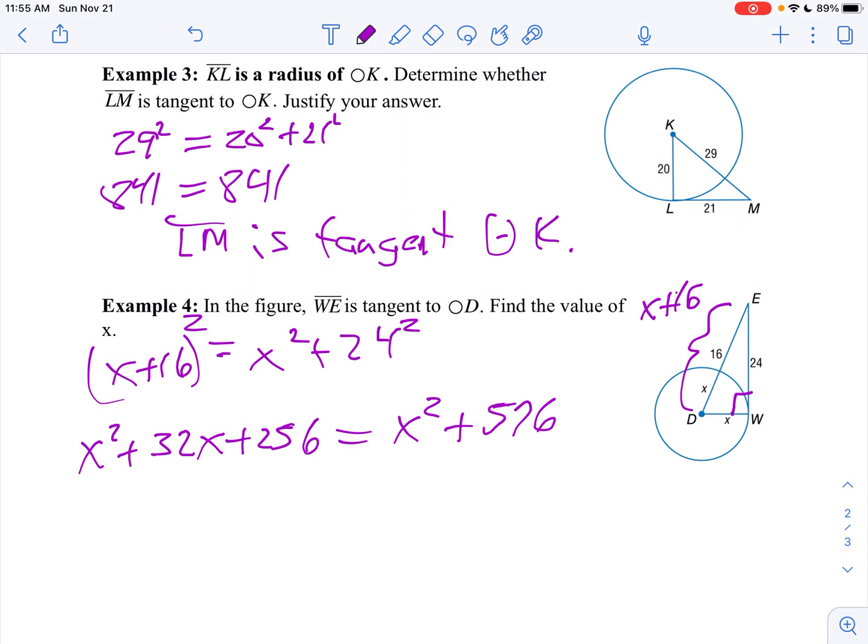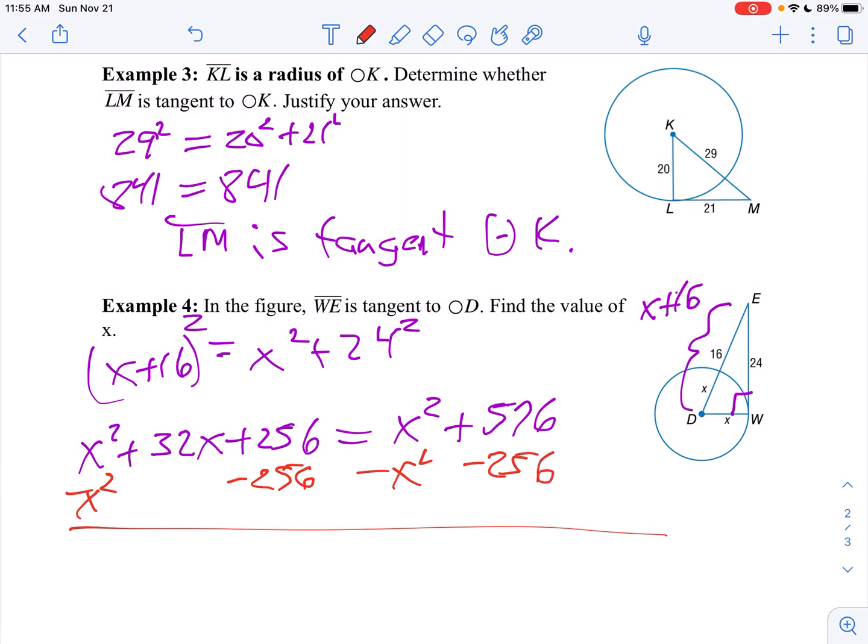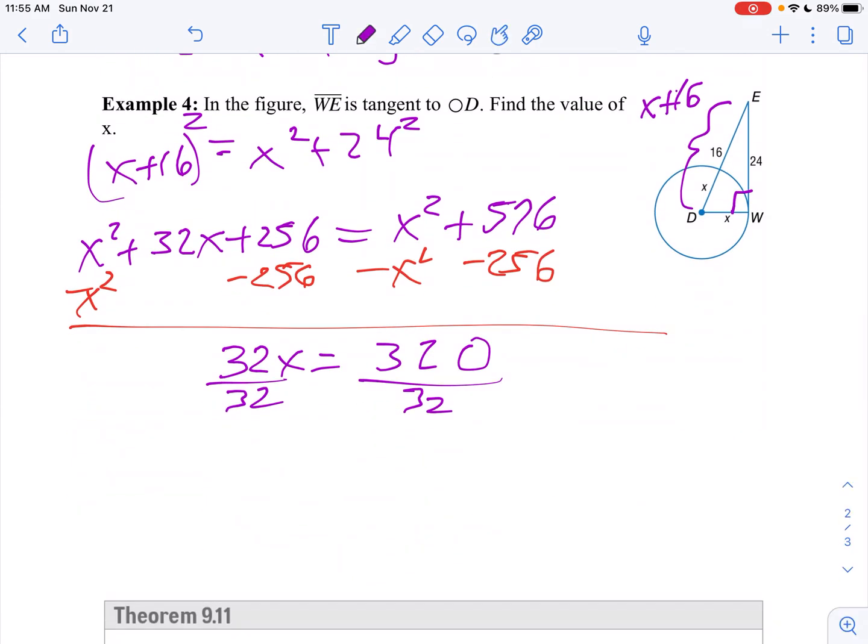Now notice, I want to solve for x, so I'm going to subtract x squared from both sides, and they cancel, don't they? So I'll leave the 32x on the left side, and I'll subtract 256 from both sides. So in other words, 32x equals 576 minus 256, which is 320. Divide both sides by 32, and x equals 10. And that's all we had to solve for this one, was find the value of x, so we're done with that particular type of problem.